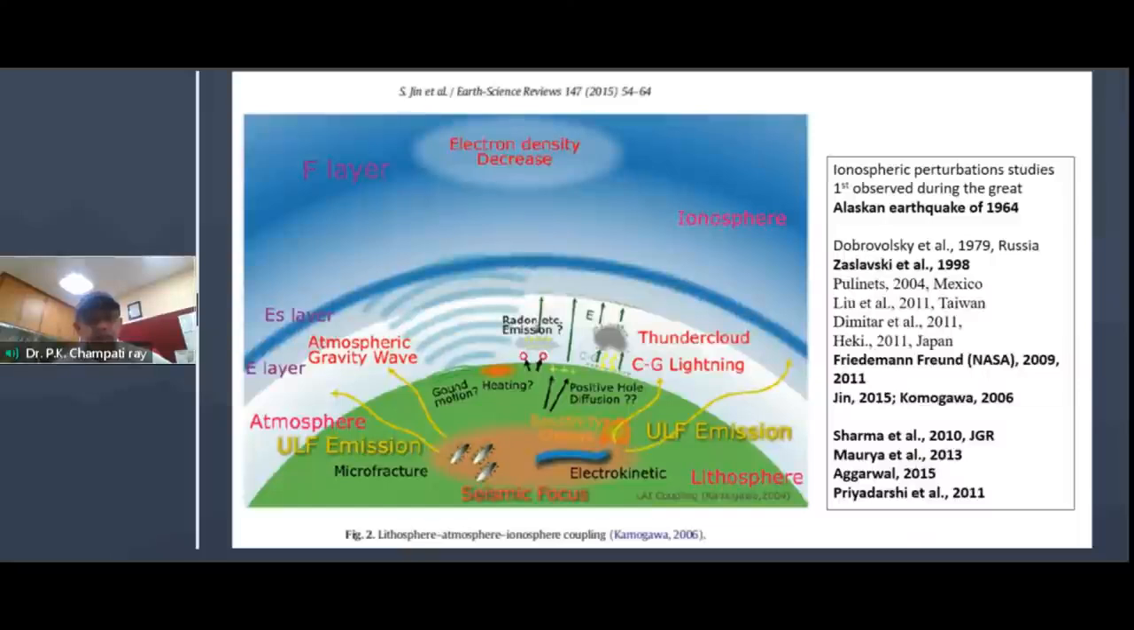So due to the earthquake, or before the earthquake, a lot of changes happen in the electron content in the ionosphere. A lot of other phenomena also happen: atmospheric gravity waves are propagated, ultra low frequency emissions happen, and radar emission, thundercloud. So many things happen because of the earthquake phenomena.